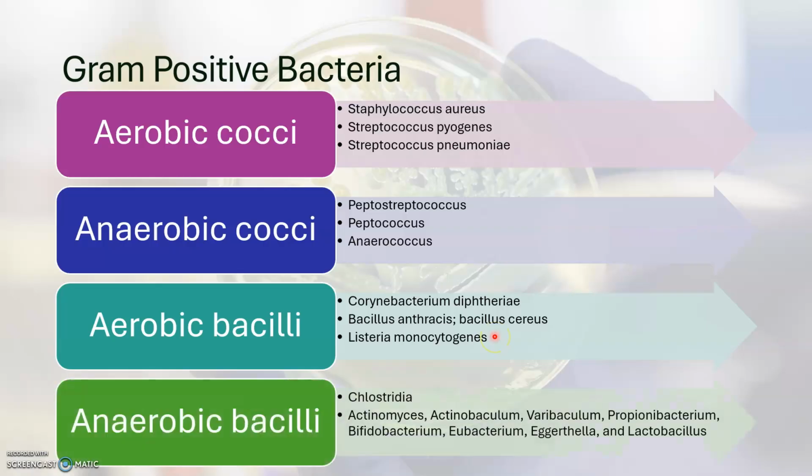And then finally, anaerobic gram-positive bacilli, such as the Clostridia, characterized by their ability to form spores, and other anaerobic bacilli, such as the Actinomyces and Lactobacillus. These are non-spore forming.